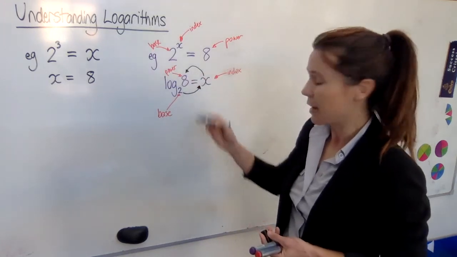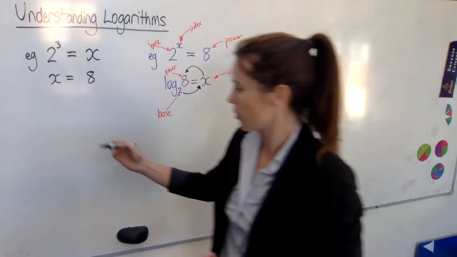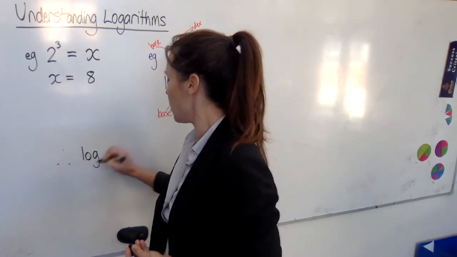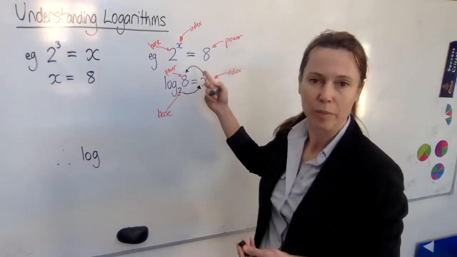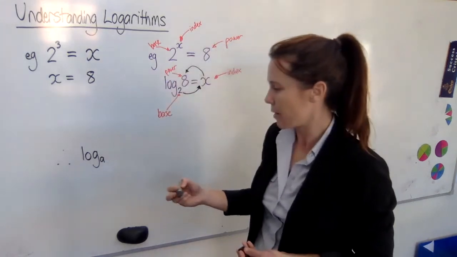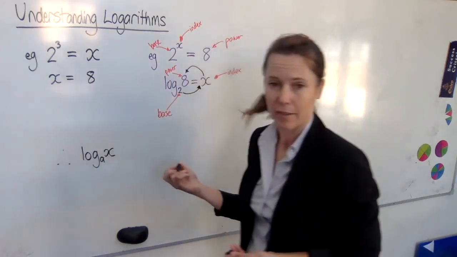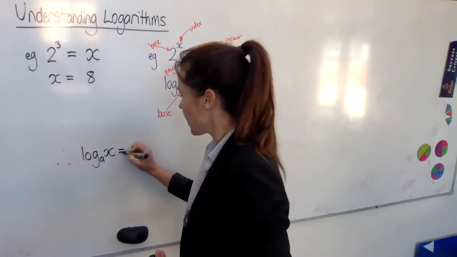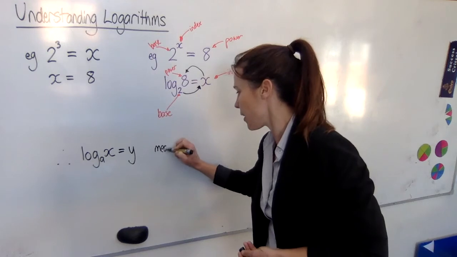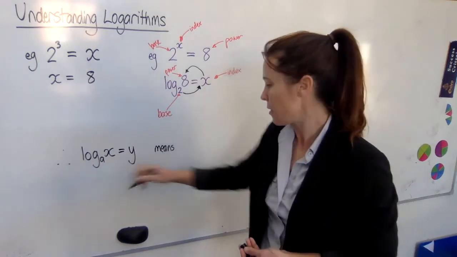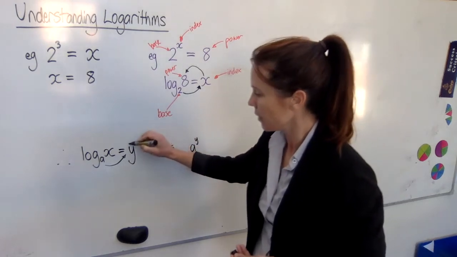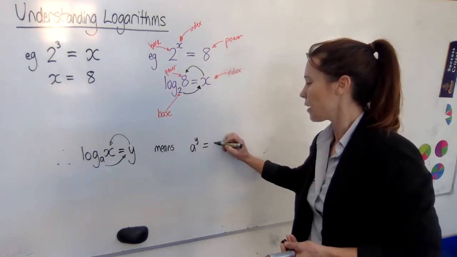So we can simplify that now and come up with a bit of a basic law or a rule, if you like. We could say that if, instead of doing 2 to the power of 3 equals 8, let's just use some general numbers. If we say we've got log with base a of some number x, and a and x are just numbers, and that all equals some other number y, then we can rewrite that. So all of that means a to the power of y equals x.